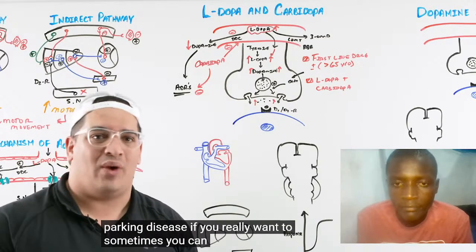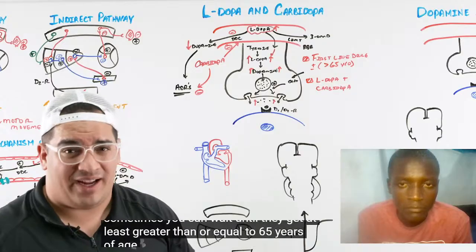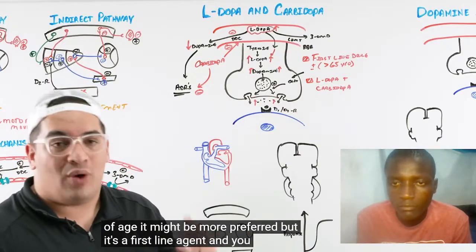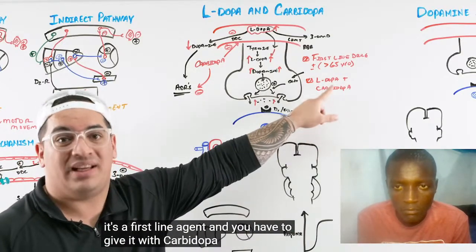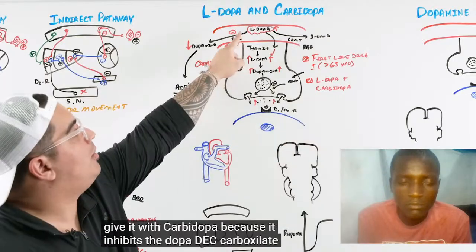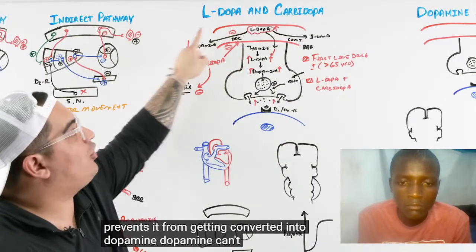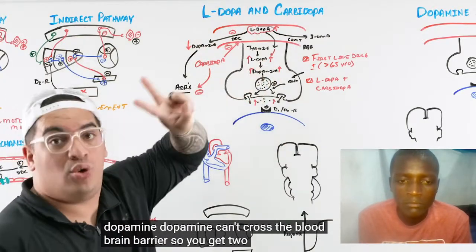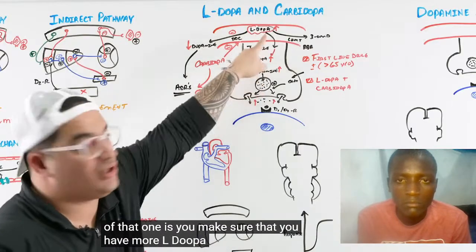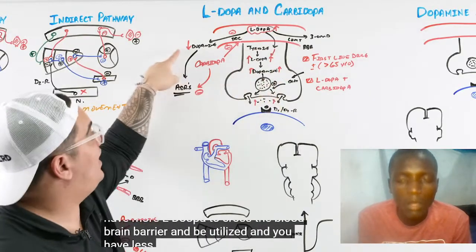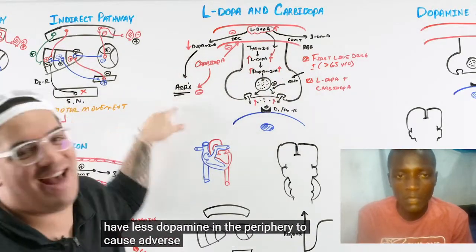If you really want to, sometimes you can wait until they get at least greater than or equal to 65 years of age. It might be more preferred, but it's a first line agent and you have to give it with carbidopa because it inhibits the dopa decarboxylase, prevents it from getting converted into dopamine. Dopamine can't cross the blood-brain barrier. So you get two effects out of that. One is you make sure that you have more L-DOPA to cross the blood-brain barrier and be utilized, and you have less dopamine in the periphery to cause adverse drug reactions.